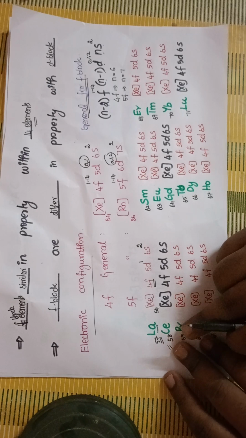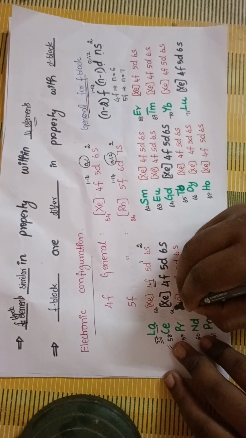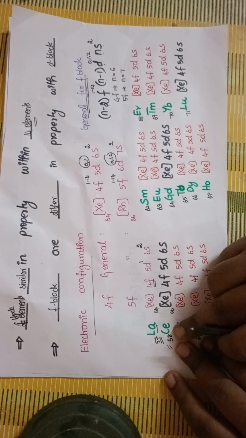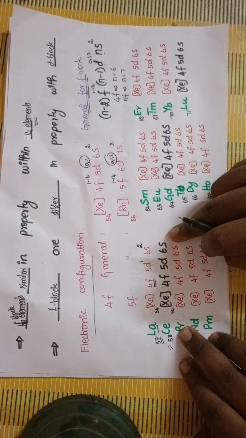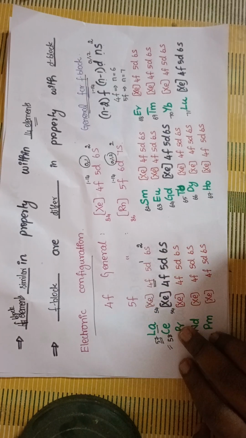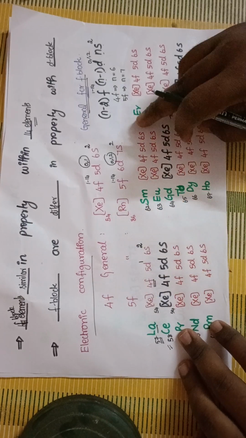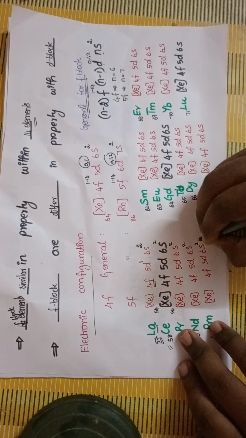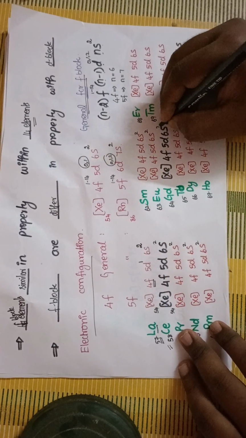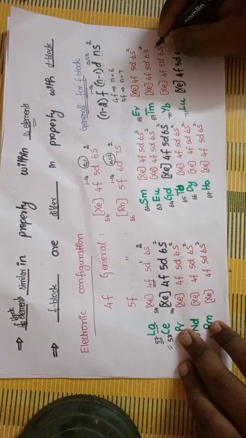Now come to cerium. Cerium has 58 electrons. Up to xenon 54 are used, so 4 electrons remain. Now we need to arrange the electrons. How we should distribute the electrons is very important. To understand that, there is no exception in 6s. All the 6s will get 2 electrons.